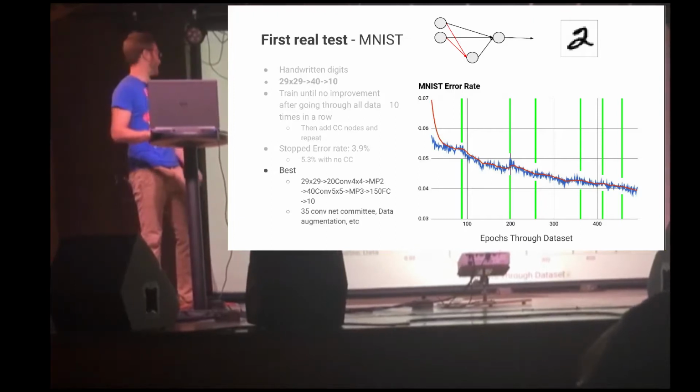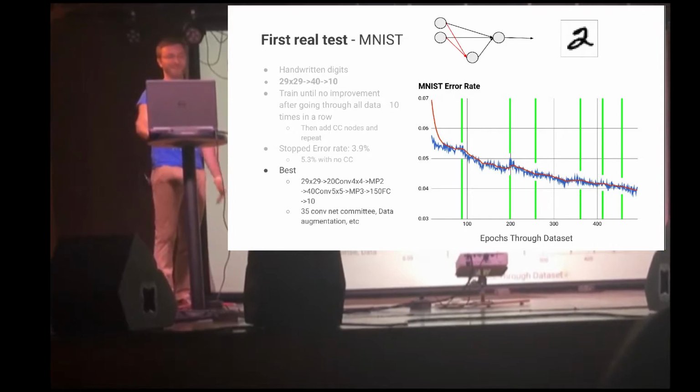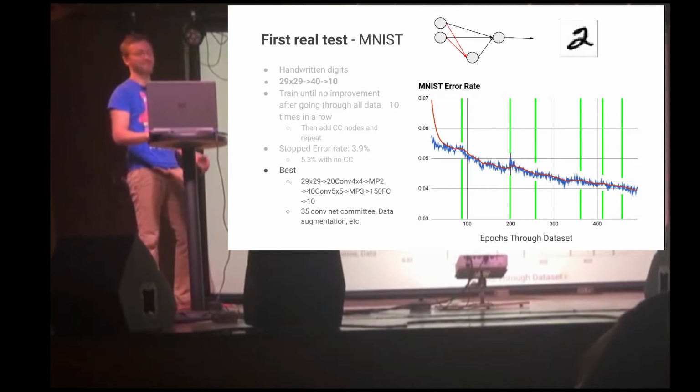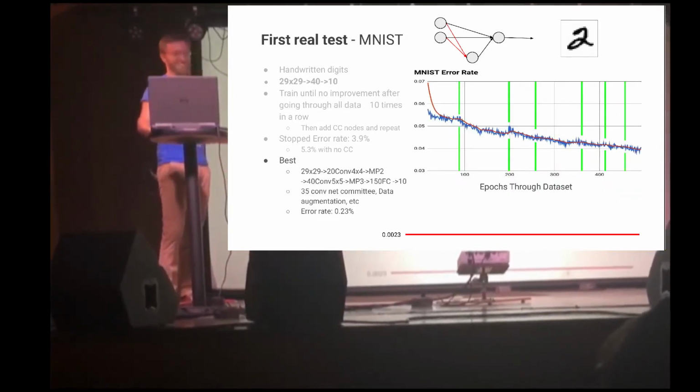But the best system in the world has convolutional layers, max pooling layers. It's got about 10,000 more neurons, 35 convolutional net voting committee, data augmentation, making the thing way bigger. Its error rate is 0.23%, way off my chart entirely.